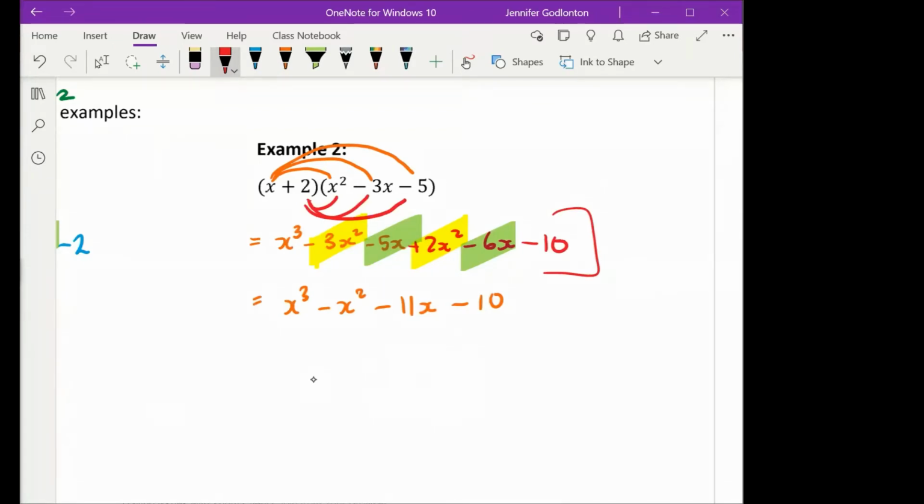Yes, ma'am. Okay, so then we're just finding our like terms. x cubed is by itself. There's nothing I can do. So it's just x cubed. For x squared, I've got negative 3x squared plus 2x squared. So if I say negative 3 plus 2, I'm going to land up with negative 1 x squared. And then here, I've got negative 5x minus 6x. Negative 5 minus 6 gives me negative 11.